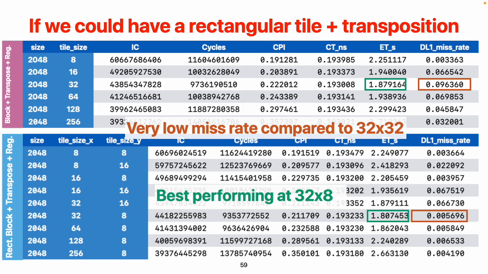Okay, and also if you look at that, the miss rate of 32 by 8 is already very, very low compared against the previous version. So that's why 32 by 8 is a better version compared against 32 by 32, because we have a good enough instruction count and a low enough cache miss rate.